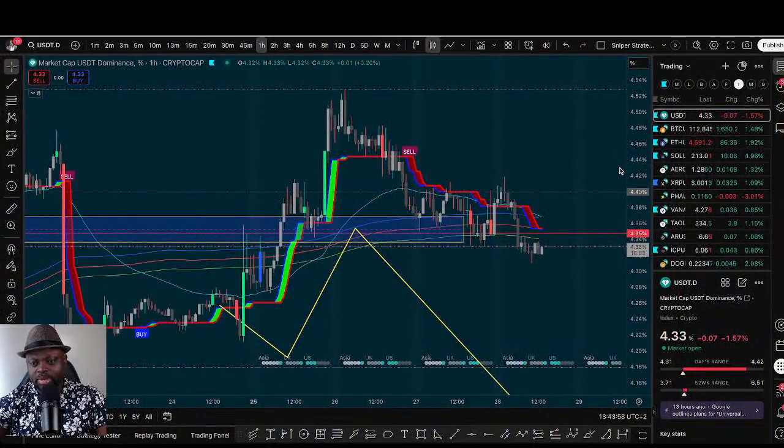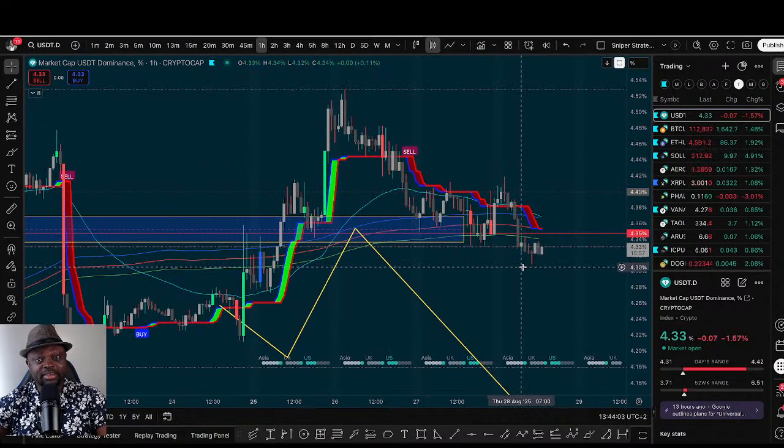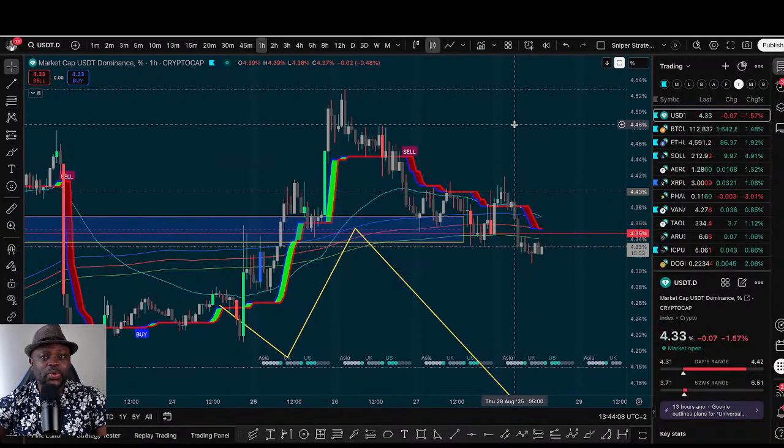When dominance is increasing in value, it means investors are selling their assets into stablecoins like USDT. And when the value is dropping, it means that investors are favoring Bitcoin or cryptocurrency. So I'm going to show you guys the chart now of USDT dominance. So this is it. When you see dominance dropping in value like this, it means investors, as I mentioned, are favoring cryptocurrency. And when it's increasing in value, it means investors are favoring dollar or stablecoin.